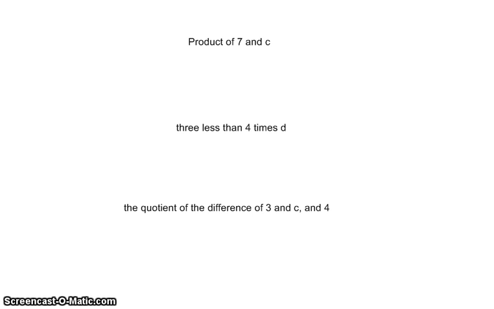Product of 7 and C, that just means product, multiplication. So I'm multiplying 7 and C, but I don't want to put a times there. When I'm dealing with variables, that will just be 7C, and I'll put the number first, 7C.